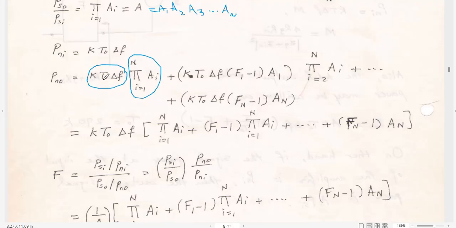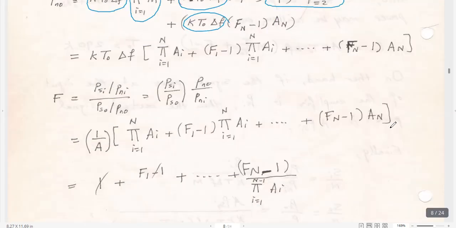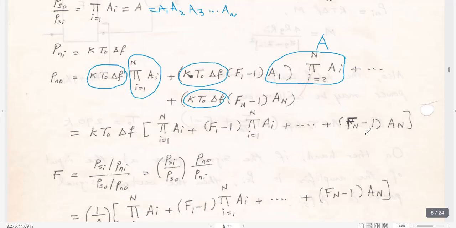Now if we take kT naught delta F as a common factor, we will end up with this here, the product of A, here F1 minus 1 times A1 times A2, etc. This is the product of A, this is capital A, until we reach this here, and we will have FN minus 1 times AN here. Okay, now we put these expressions in the noise figure expression.